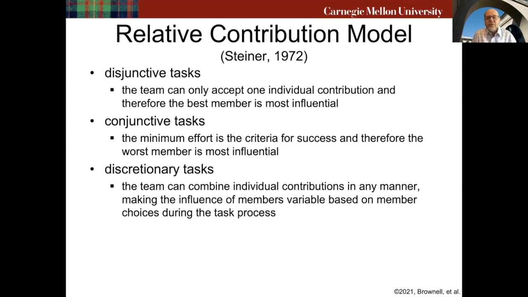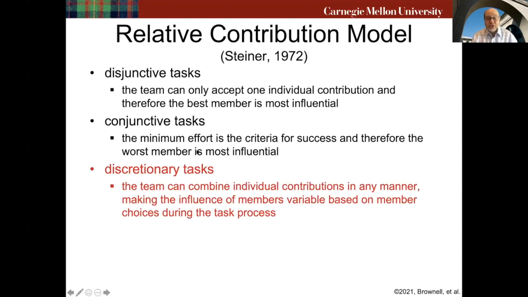And so this is actually leading to the focus of today's talk, because if you think about relative contribution, there are different categories that Steiner came up with. One is the disjunctive tasks. So here the team can only accept one individual contribution, and that's the best member, who's the most influential. Or there are conjunctive tasks, which is the opposite, where the minimum effort is the criterion for success. So then the worst member is the most influential. And then there are discretionary tasks. Here, the team can combine different contributions from different individuals in any manner they wish, and that sort of leads to the choices throughout the task process.